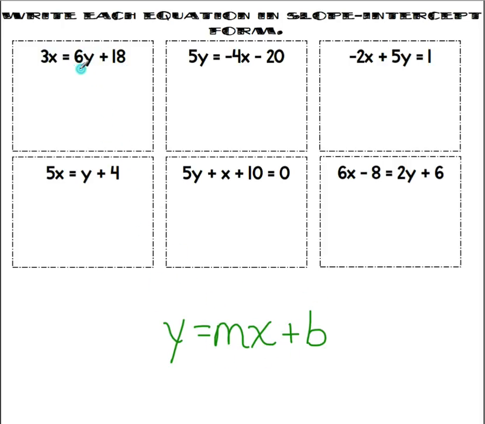In this case, we have 3x equals 6y plus 18. Our goal is to get y by itself, and there are a couple of different ways you can go about this, but I'm going to look at where my y term is and what I want to remove from that side of the equation and move to the other side. I want to remove the addition of 18, so I'm going to subtract 18.